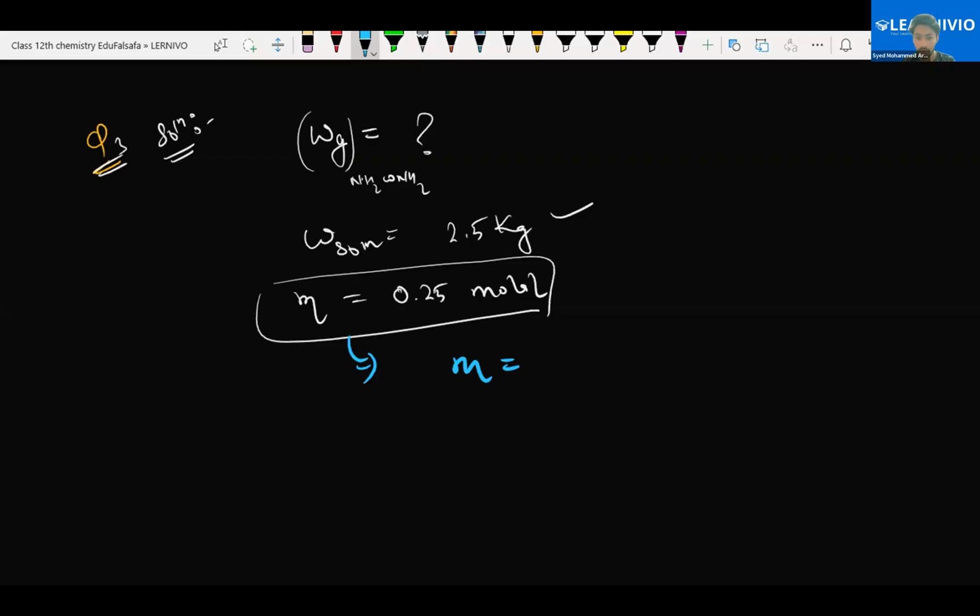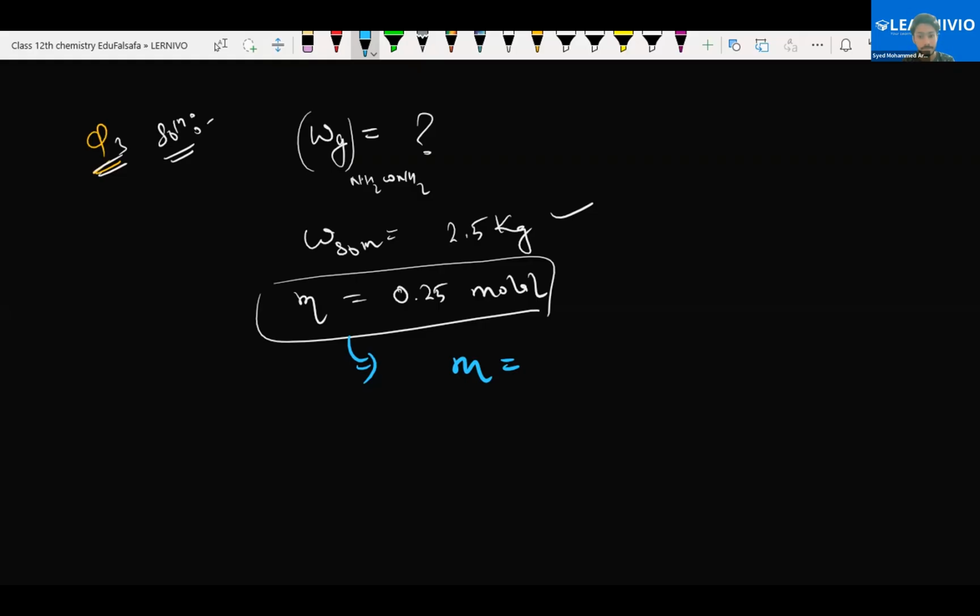N for normality. We are using N for many things. We are using the capital N for normality, the small n for the n factor, and the small n for moles also. So you should be more accurate about what the N stands for here, in molality. The N stands for what?